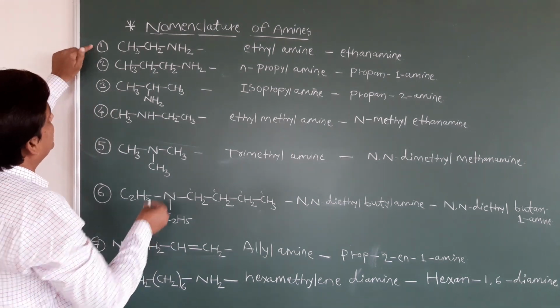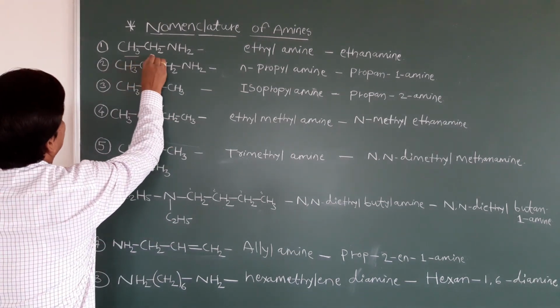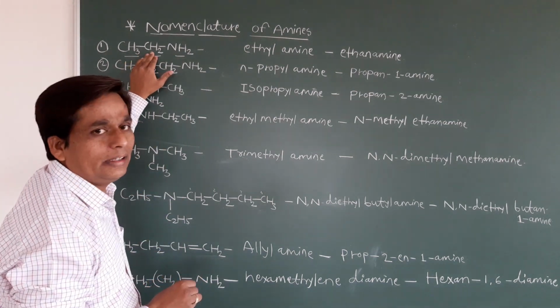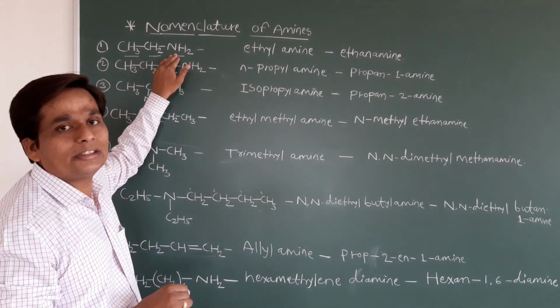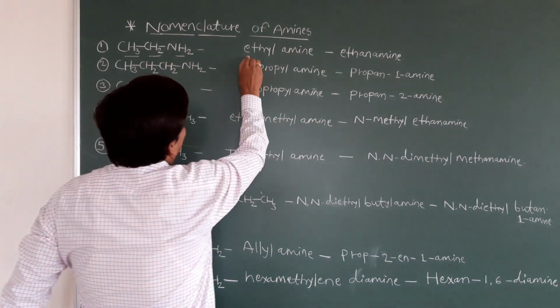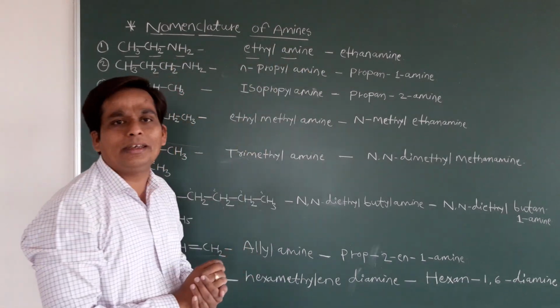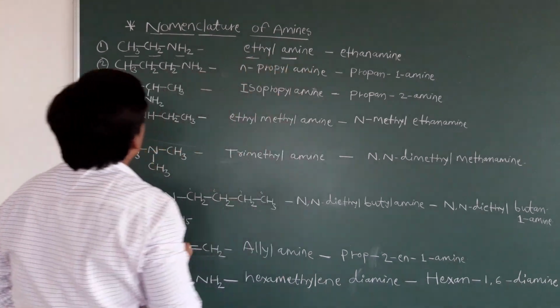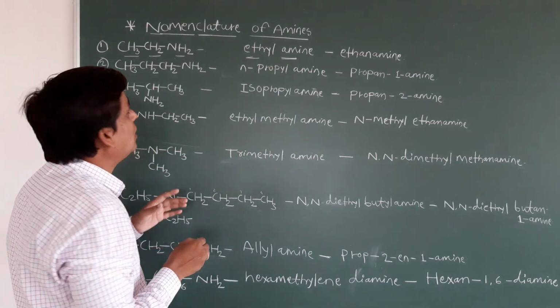Here I'm given one example, CH3CH2NH2. CH3CH2 is 2 carbon, and in that the NH2 amine group is attached. So you can say it is ethyl amine. This is a common name. Okay, students, so ethyl amine is what? Common name. So if you want to give the IUPAC name, what is the first rule?